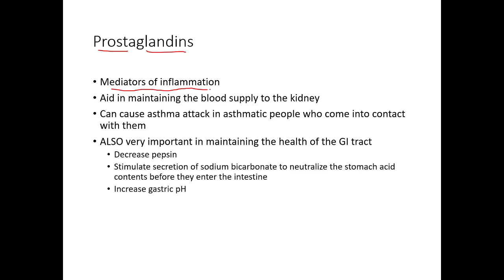What else do we need to know about the inflammatory system? Prostaglandins are mediators of inflammation. They aid in maintaining the blood supply to the kidney, so they're good for the kidney. They can cause an asthma attack in asthmatic people who come into contact with them. So if you're giving prostaglandins like PGF2 alpha, which is also known as Lutalyse, you remember that in reproduction? Okay, so Lutalyse, we give PGF2 alpha. If you're asthmatic, you're going to have a reaction.